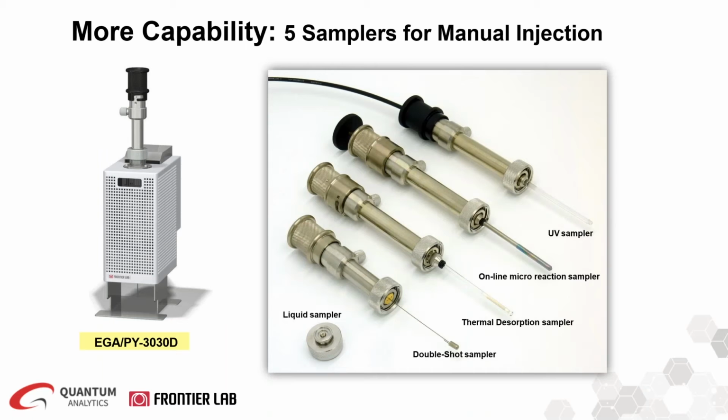The multi-shot pyrolyzer EGA/Py-3030D can also be configured with 5 different samplers for manual injection. By simply changing the sampler, the 3030D can be used to make liquid injections. It can desorb sorbent tubes, investigate reactions at high pressure, and even monitor the volatiles released as the material is UV irradiated.